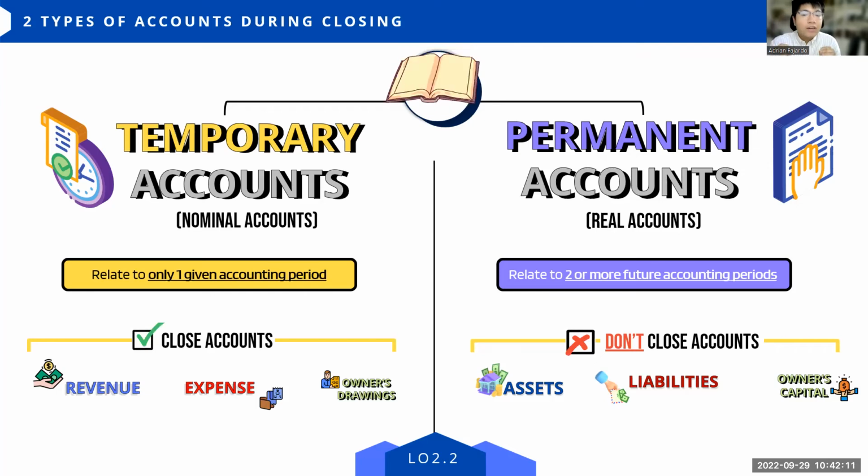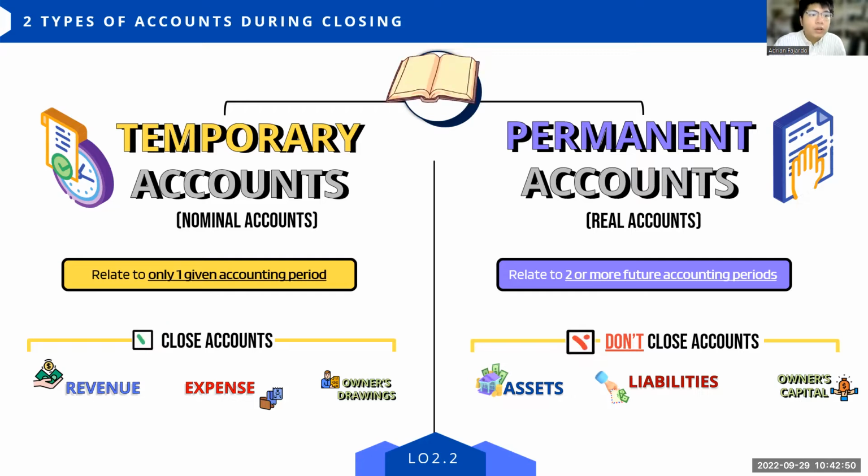So again, what I'm highlighting is that revenues, expenses, and owner's drawings are temporary accounts and they only relate to one given accounting period. And therefore, we have to close them. What I mean by close is that at the end of the period, we have to zero them out, right? We have to zero out our revenues, our expenses, and our owner's drawings. Okay, clear? So those are your temporary accounts.